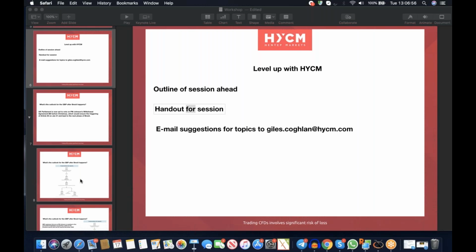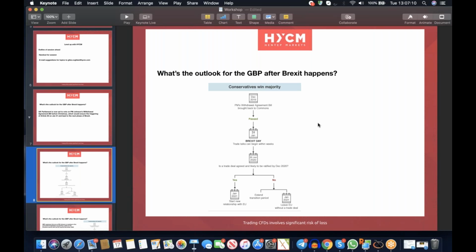So we're looking at the pound, we're looking at the gold, and then we're going to be looking at weak and strong currencies for the Asian session, at the start of the European, and then for the start of the US session. Okay, so in that way, we'll cover the major bases.